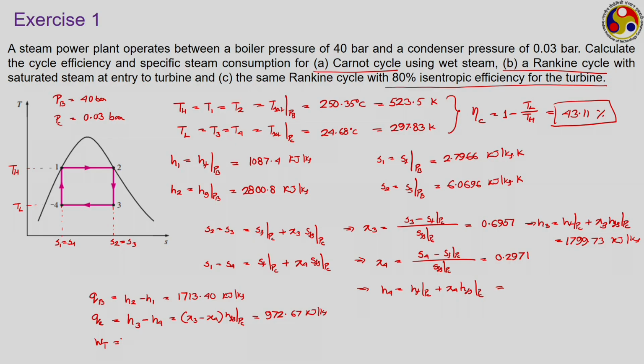WT, the turbine work, is H2 minus H3. So, the turbine work is coming to be equal to 1001.07 kilojoule per kg. So, you have calculated the turbine work, and similarly the pump work we can also easily calculate. The pump work will be equal to H1 minus H4. I forgot to note the value of H4. In this case it is coming to be equal to 260.34.